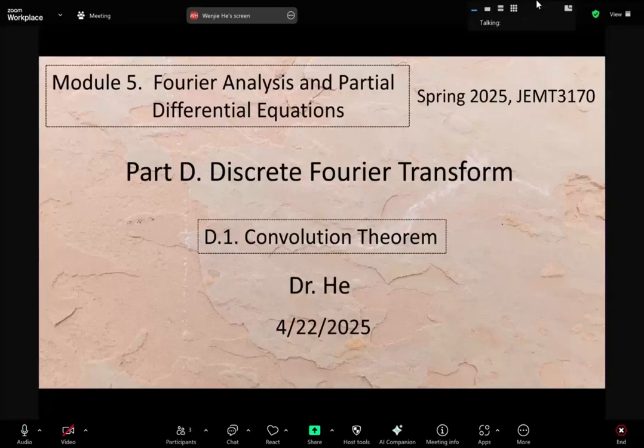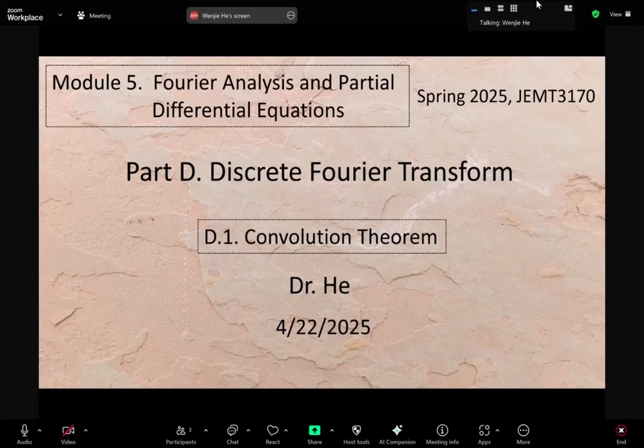Let's learn the convolution theorem. The last time we talked about properties: the linearity property and derivatives. Here is another one, the convolution theorem. In the Laplace transform, we learned the convolution theorem. That's the Laplace transform version. Here we have a similar version, the Fourier transform version.